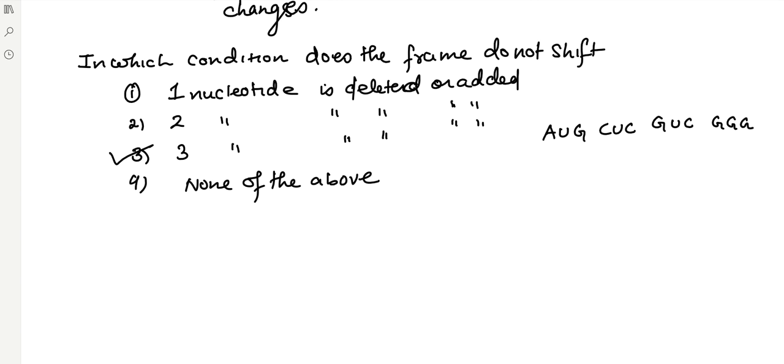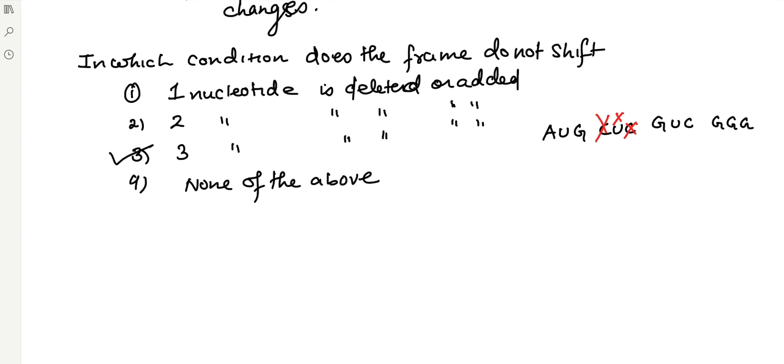Okay. Now, if you delete one C, what will happen? The new sequence will be UG, UCG. If you delete both of them, you will get CGU. Now, if you delete this also, the sequence will remain the same. It will be AUG followed by GUC followed by GGG. The entire one triplet codon will be deleted and there will be no change in the frame here. Now, this kind is only possible when you have three nucleotides getting deleted.